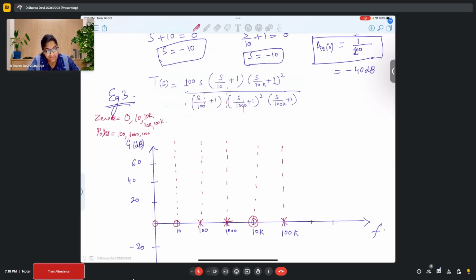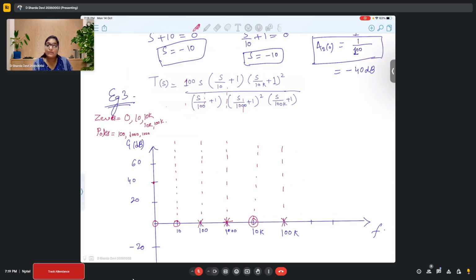Okay. So our graph is starting from 0, and you have 100 dBs of DC gain. So 100 dBs means how much, 100 volt by volt means how many dBs? 40 dBs. That is 40. So your graph will start from 40 dBs.